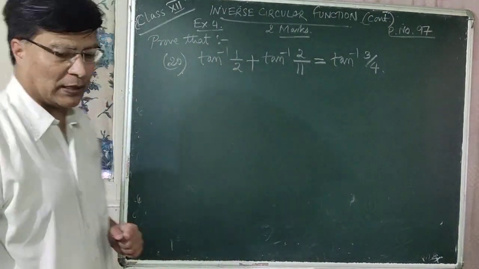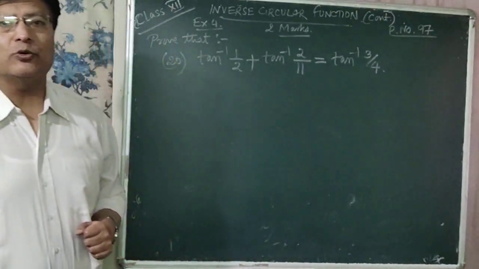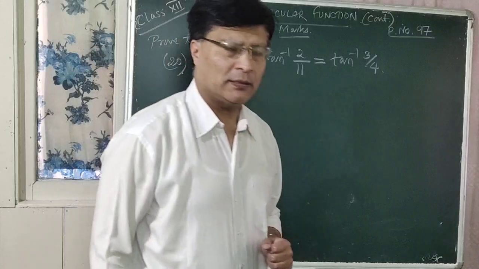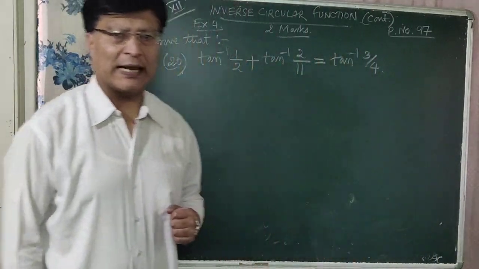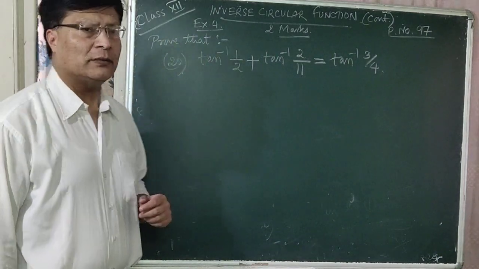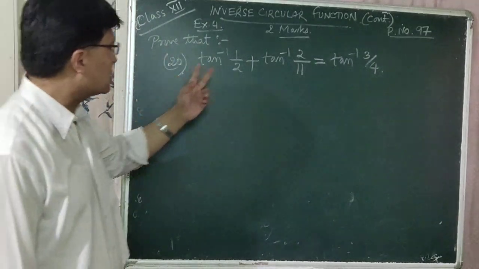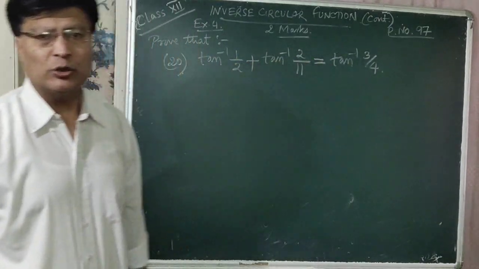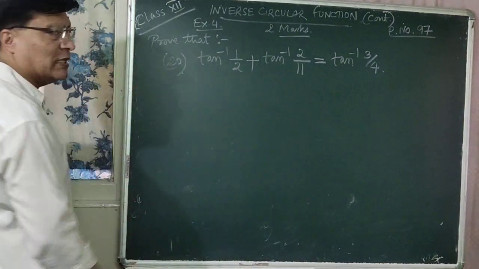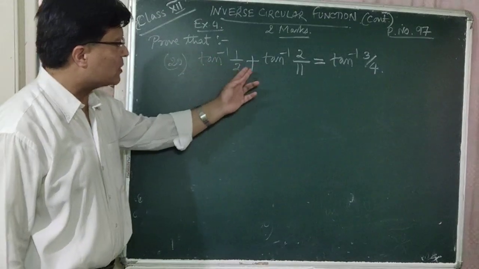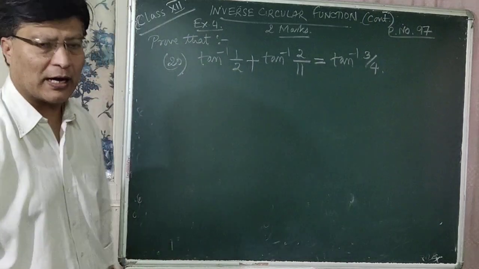In the last class we did up to question number 18 and 19, that is, number 19 was done in the first online class. So today we are doing question number 20. Prove that LHS is equal to RHS using the formula. Number 20 is tan inverse half plus tan inverse 2 by 11 is equal to tan inverse 3 by 4. You have to prove LHS is equal to RHS.